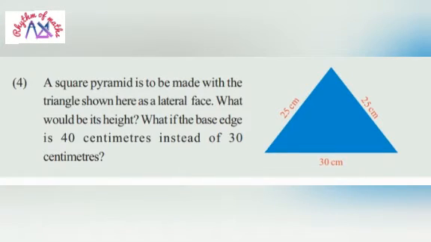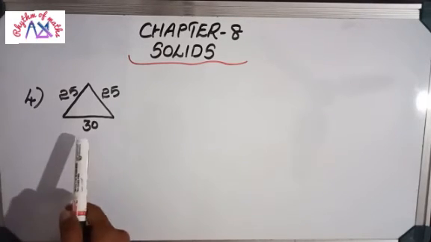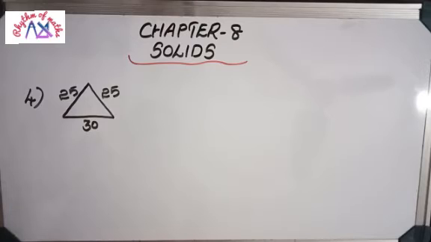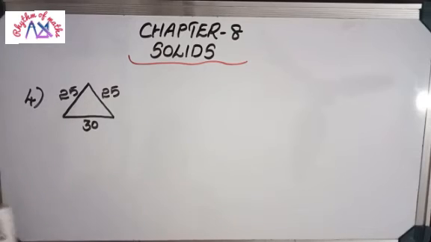Now question number 4. A square pyramid is to be made with the triangle shown here as lateral face. What would be its height? What if the base edge is 40 cm instead of 30 cm? One triangle is given with 25, 25 as the sides and base as 30 cm. This is the lateral face of a square pyramid, with 30 as the base side and 25 as the sides of the triangle. The question is, what will be the height of the square pyramid?